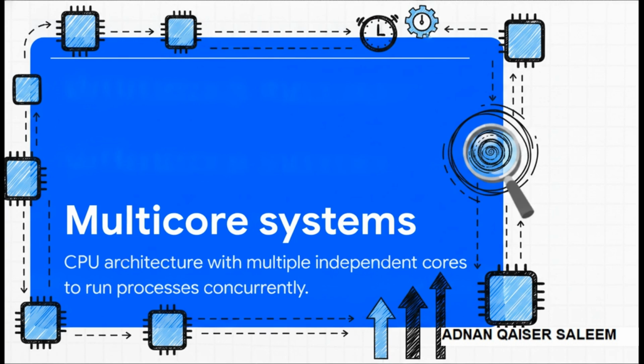A multi-core system is a computer architecture where the CPU has more than one independent processing unit, which we call a core. These cores exist right there on the exact same physical chip, but they can run multiple separate processes concurrently. It's essentially the physical hardware solution to hitting that performance plateau we just talked about.